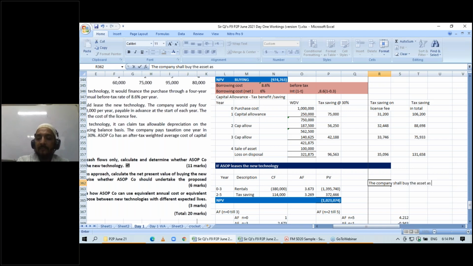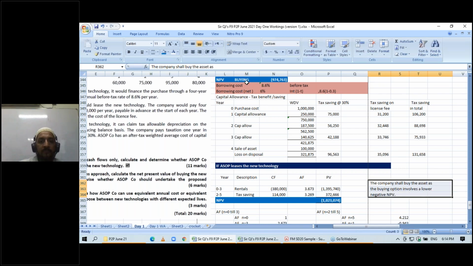as the buying option involves a lower negative NPV, right? So this was the conclusion. Please write this conclusion down.